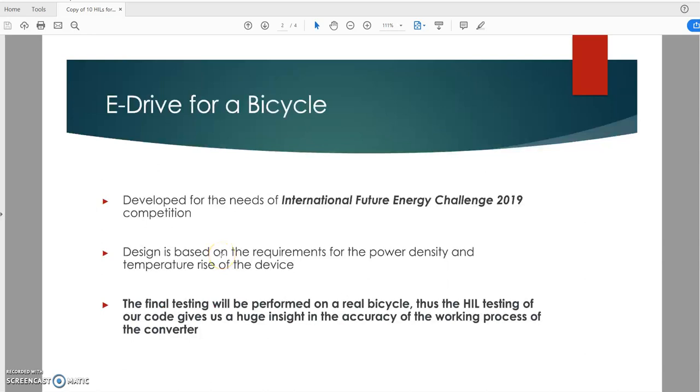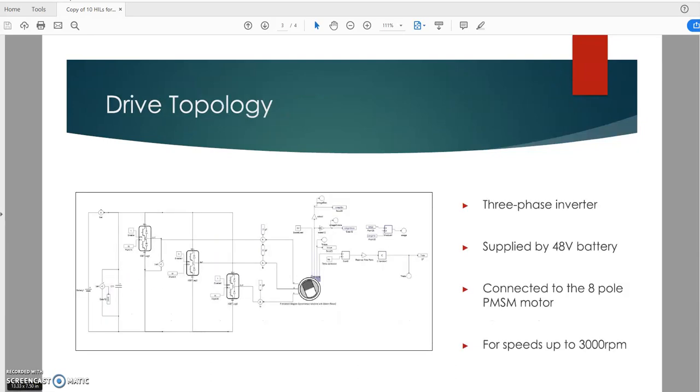For this competition, we are making an e-drive for a bicycle. The design process is based on the requirements for the power density and temperature rise of the device. In this intensive design process, the Typhoon hardware and Typhoon's virtual HIL have proven to be quite useful. Here you can see the basic topology of the drive, which will be thoroughly explained later on.